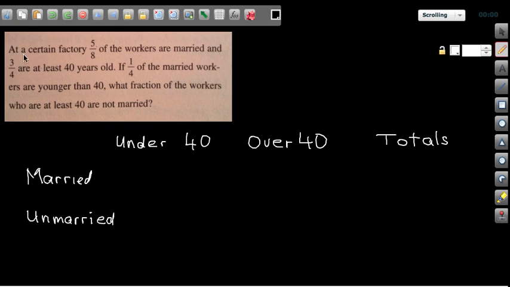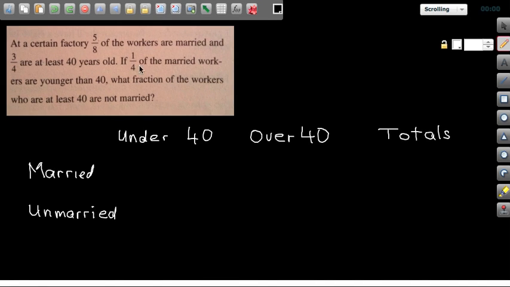At a certain factory, 5/8 of the workers are married, and 3/4 are at least 40 years old. If a quarter of the married workers are younger than 40, what fraction of the workers who are at least 40 are not married? So we have a lot of information here. I want to organize and collect my data.